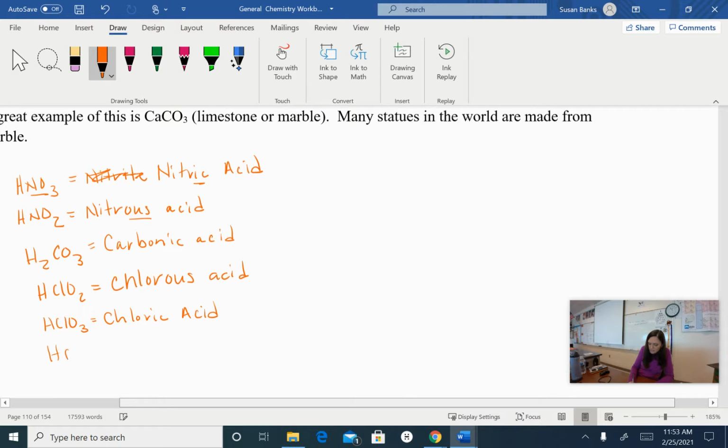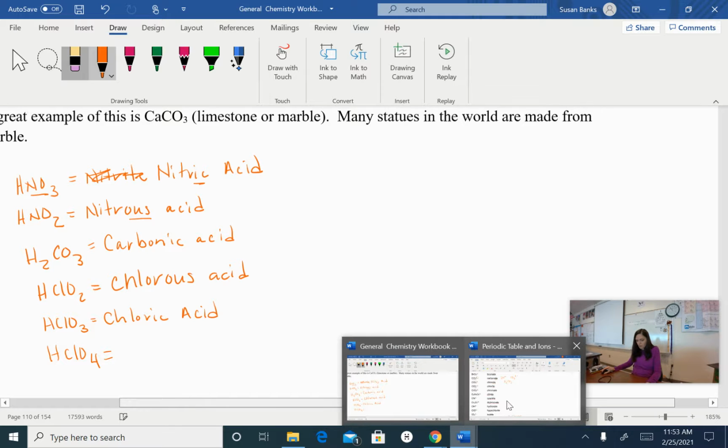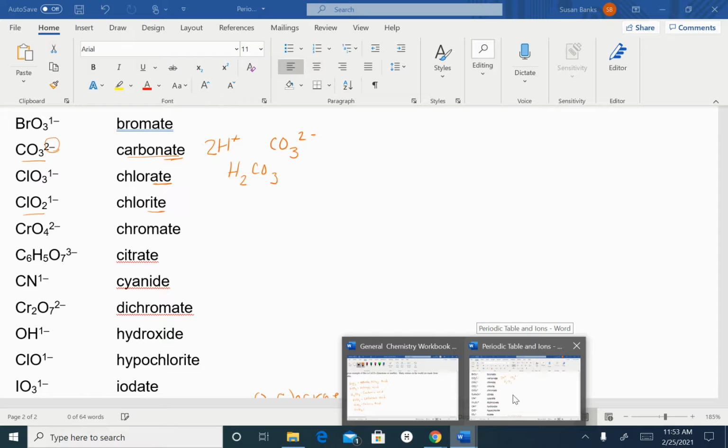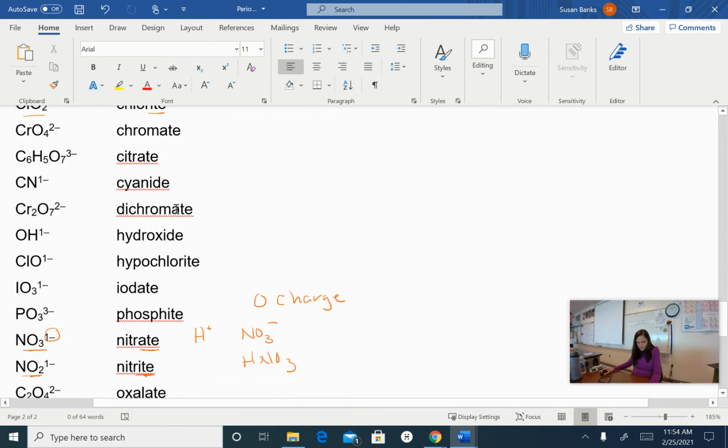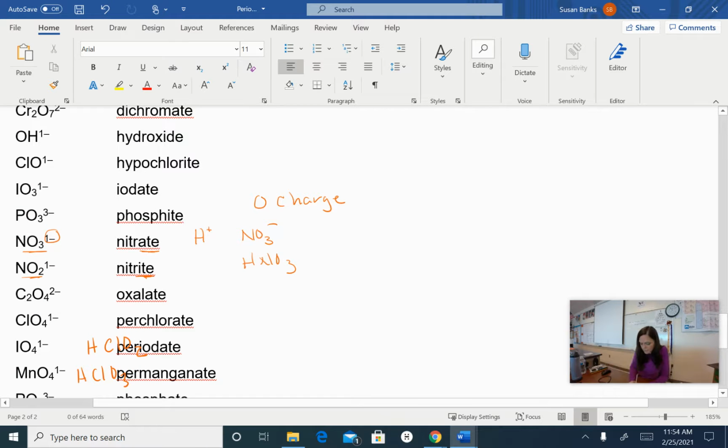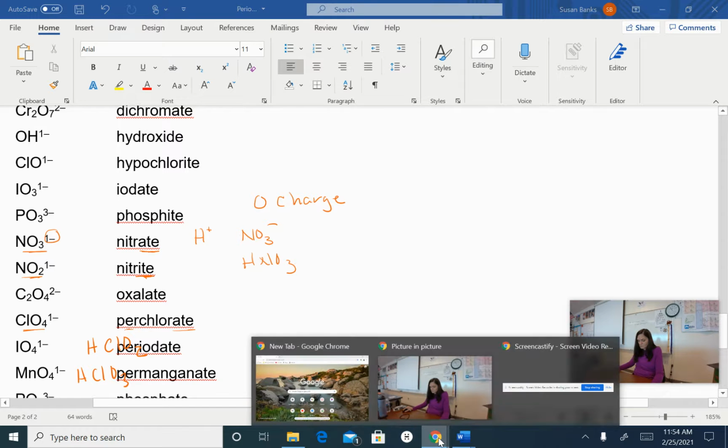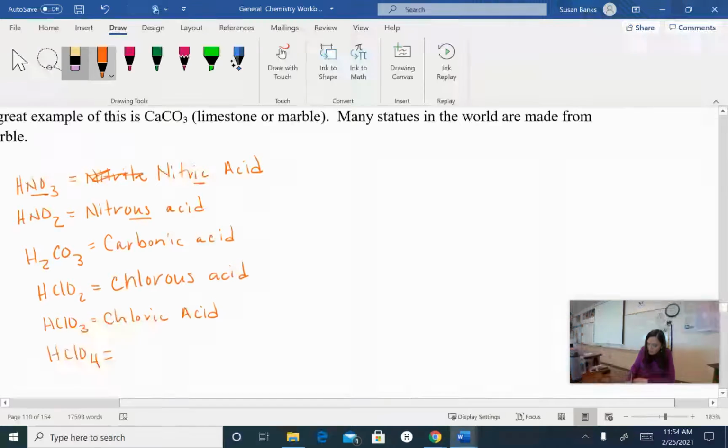Okay, let's do HClO4. Or not 3, 4. Okay, so we're going to look for ClO4. If I look for ClO4, it's not here. So let's go down. Here it is. Do you see it right here? It's perchlorate. So "ates" go to "ic." So this is going to be perchloric acid. Okay, so perchloric acid.